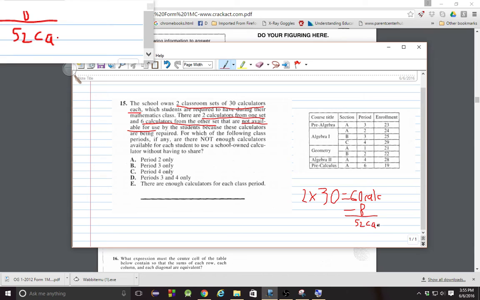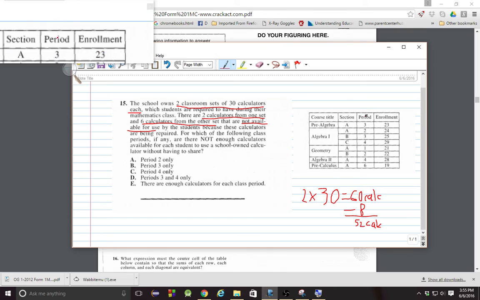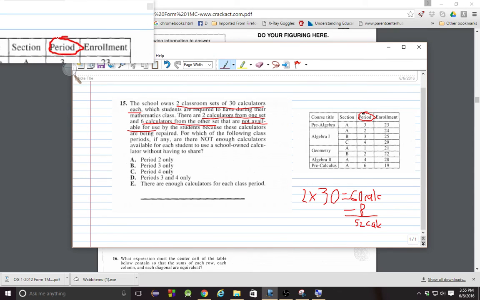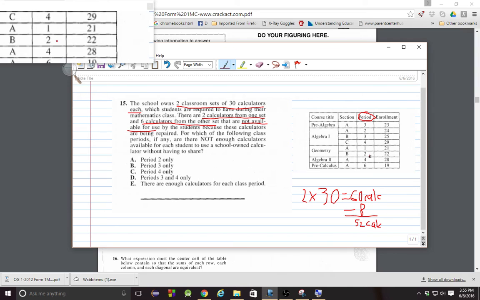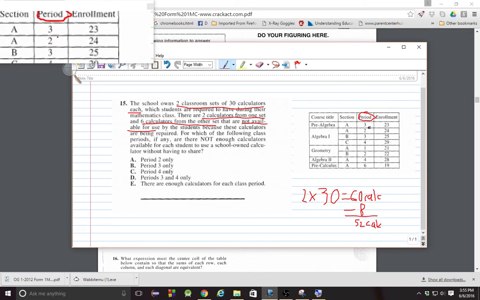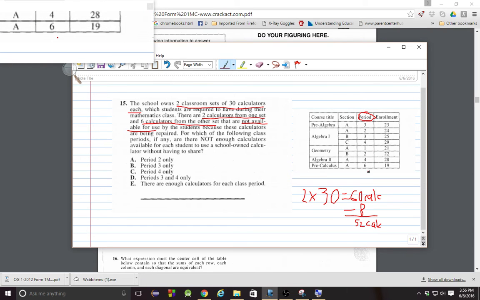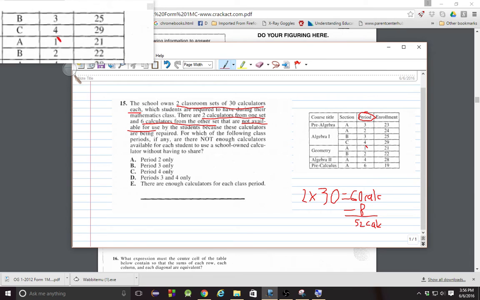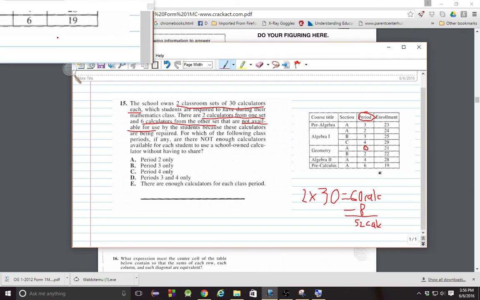So in which of the following periods, remember periods, will there not be enough calculators? So we have several options. We have period 1, period 2, period 3, period 4, and there is no period 5, but we have period 6. Okay, so let's look at period 1. There's only one period 1, and that requires 21 calculators. Well, we have 52 calculators, so period 1 is out of the question.